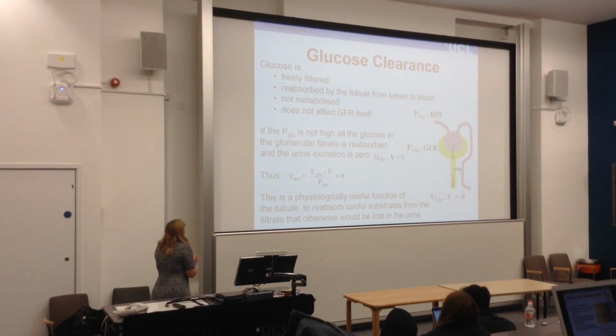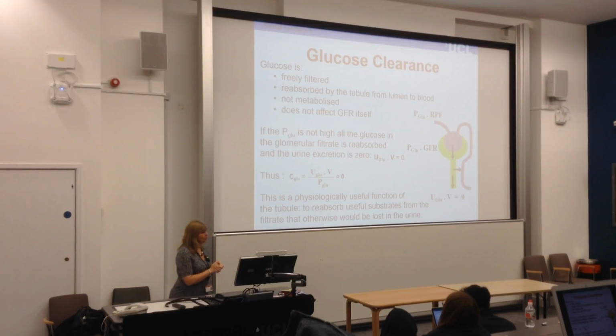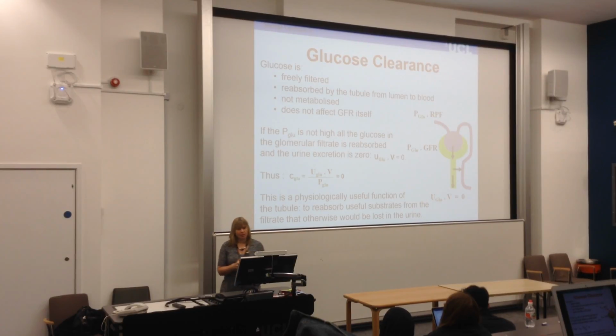So, I've said that we shouldn't have any glucose present in urine under normal circumstances. Glucose is a small molecule. It's freely filtered within the nephronic structure. It's reabsorbed in the tubule, and as I said, it's reabsorbed mainly in the proximal convoluted tubule. It's not significantly metabolized, and therefore it doesn't affect glomerular filtration rate itself.